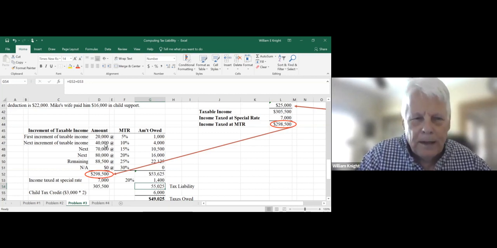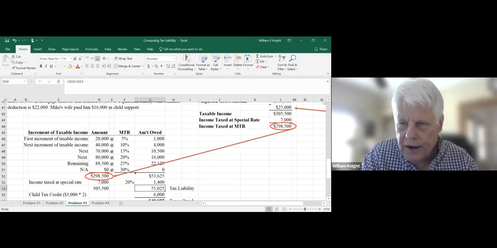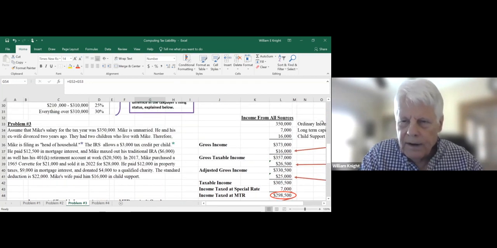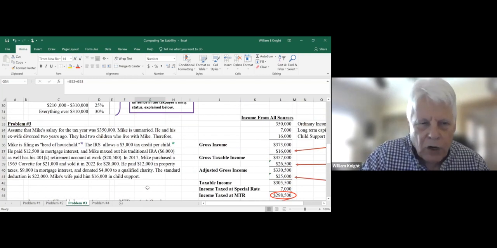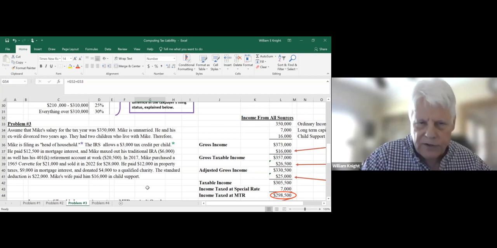I think you get the idea. Because he has dependents, in this case children, he's filing as head of household. So his income tax brackets are going to be a little bit different. The marginal tax rates are going to be the same for each bracket, but the span of the bracket is going to be different.